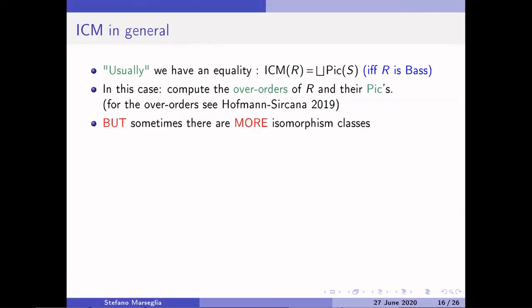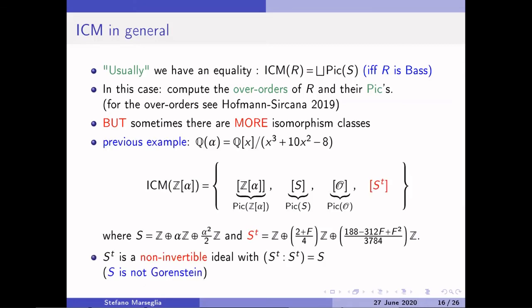And we really want an algorithm that always works, also when we have these inclusions where the disjoint union of the Picard groups is not equal to the ideal class monoid. We already have seen an example, the example that I gave you before: a simple number field defined by a polynomial of degree 3. It's already a case where the monogenic order Z[alpha] is not a Bass order. Indeed, we have 4 isomorphism classes.